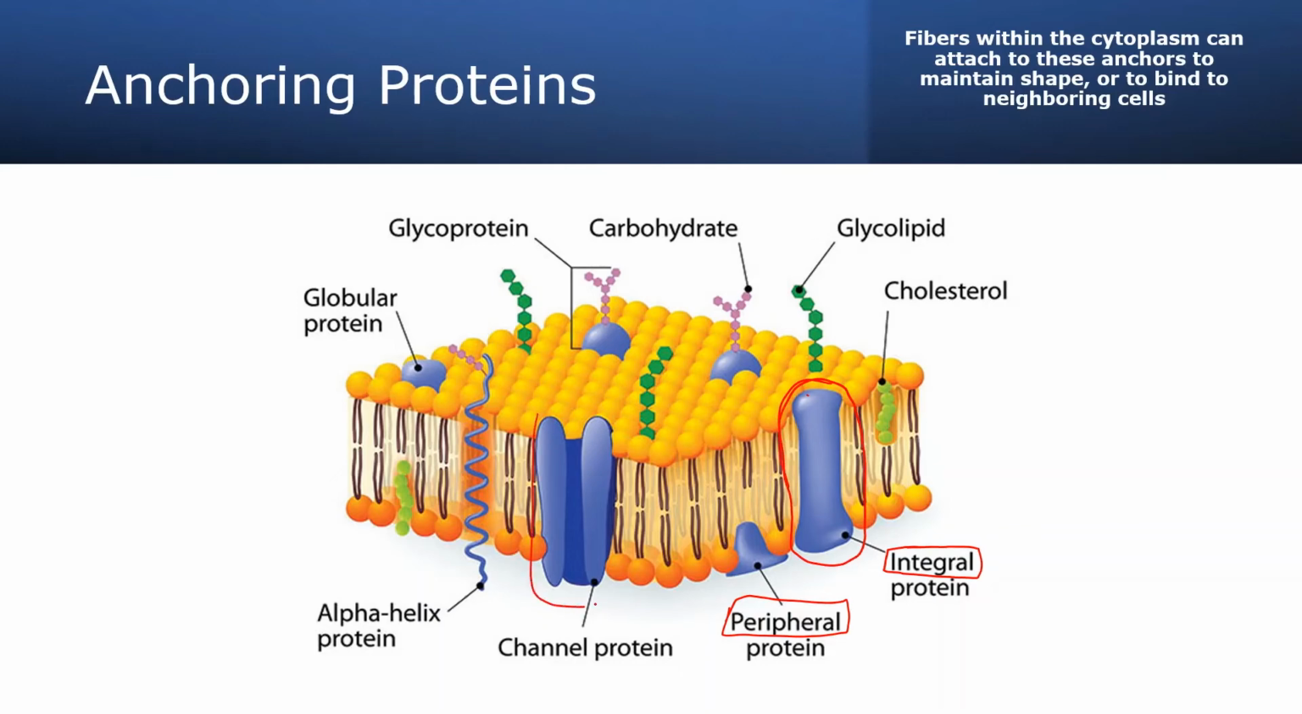Now you could argue here this channel protein is integral, and I would argue that too, since it goes from one side to another. Now this one down here, the one that's on the outside or inside of the cell membrane, does not go all the way through. We would call this a peripheral protein. Peri meaning around. So it's around the edge, but it doesn't quite go through the membrane like an integral protein does.